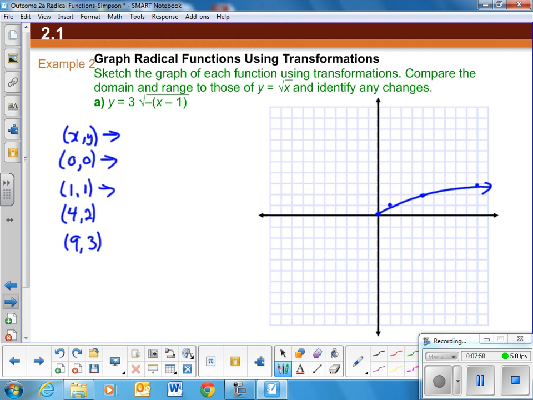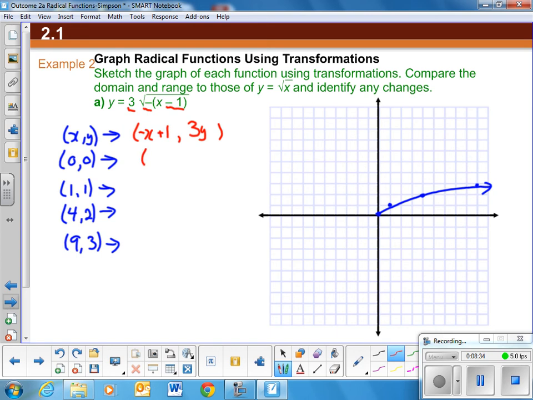Now, let's make a mapping diagram to see what transformations take place. When we're looking at that mapping diagram, the first number that we come across is a 3. That's outside of the square root sign, so it's going to affect y, and we're going to end up with 3y. The negative is inside of the root sign, so it's going to affect x. And this negative 1 is inside the function, so it's going to affect x, but do the opposite. So we're going to add 1 to each of our x values.